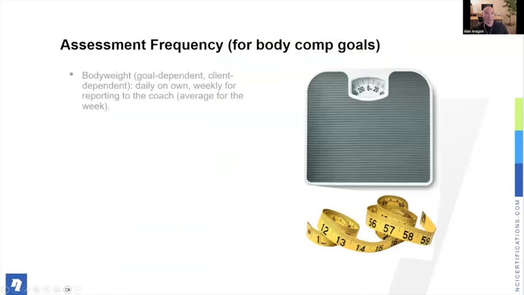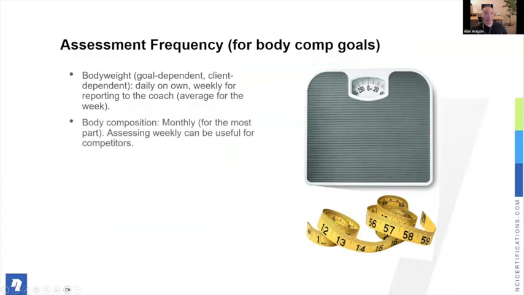Okay, so assessment frequency for body comp goals. Body weight weekly is a good checkpoint, and weighing daily and taking the average weight for the week is better than just picking a single day out of the week to record a body weight.